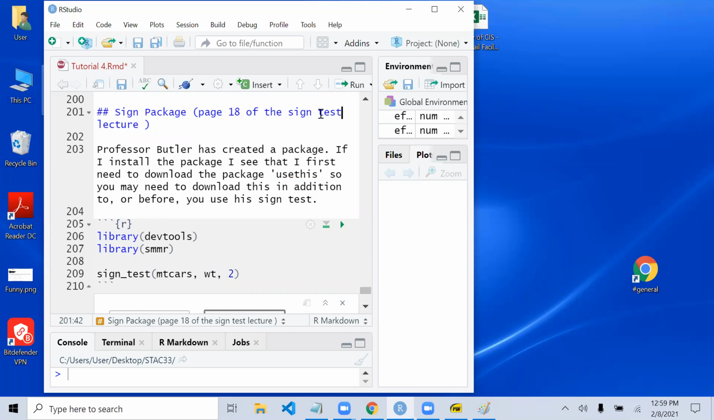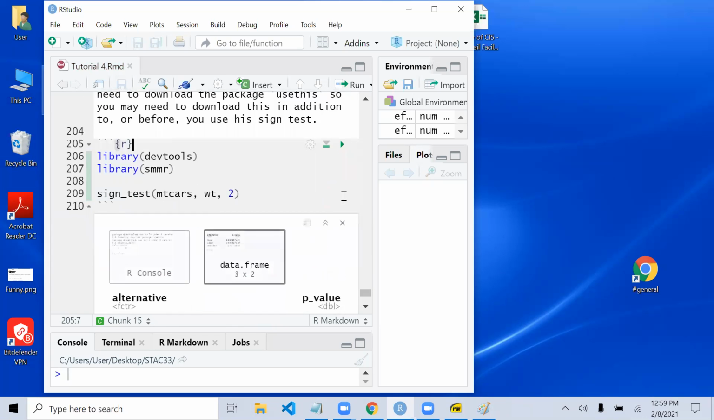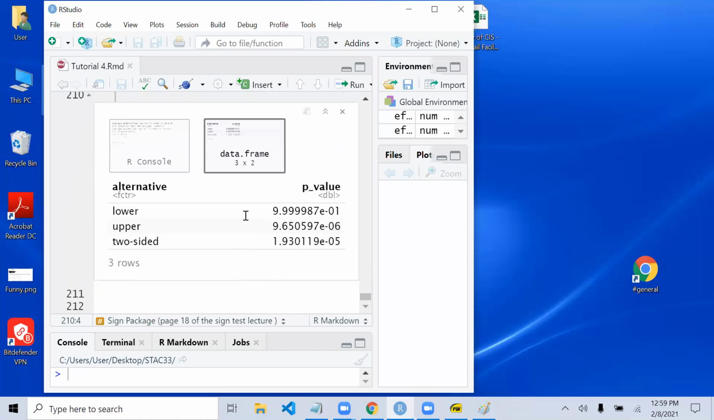So I'm just going to put that there. I downloaded the package, obviously, so I'm going to run it. This is the sign test: I give it the data frame, which is mtcars, the variable I'm interested in, and then the weight, which is 2. So this is the test: is the median different from 2? Notice that this is the upper thing we're looking at, and this is the two-sided test.